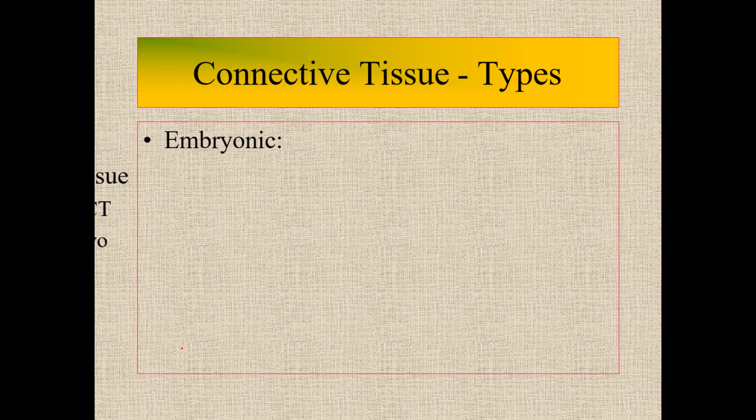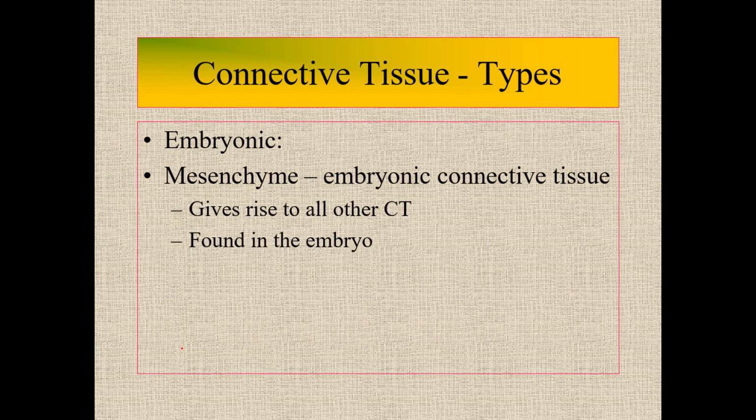We have this embryonic. So mesenchyme is just this generalized embryonic CT. And as that embryo develops, this mesenchyme will become more and more specialized. Some of it will give rise to bone. Some of it will give rise to blood. Some of it will give rise to CT proper, so on and so forth. So it's just this embryonic CT, and that's called mesenchyme. Okay? That's it for this part. Next part, we'll go over the individual types of CT.